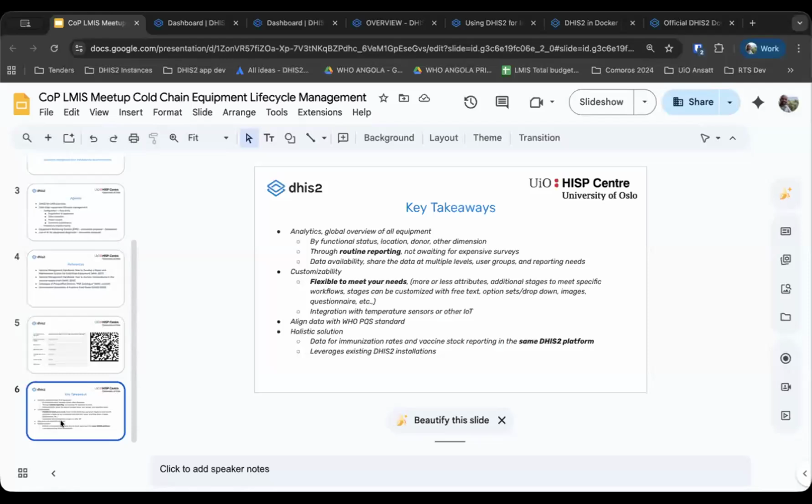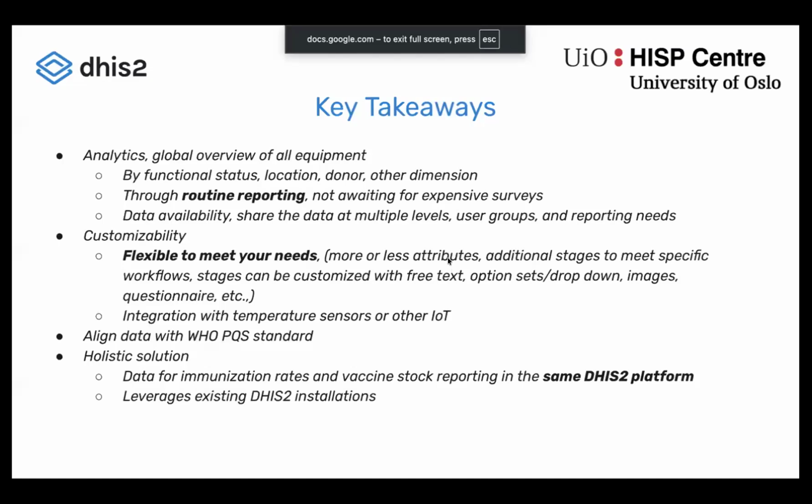All right, if I can quickly summarize some of the benefits and the points that we're trying to get across here, looking also at a global level, and then we'll open up for questions, I'll very quickly go through them. So first, it's having this analytics and global overview of all equipment. You have the ability to have your functional status, the location, the donor, and other data dimensions that you can configure to have that data be recorded for all of the cold chain equipment you have in the country. And this can also be done through routine reporting.